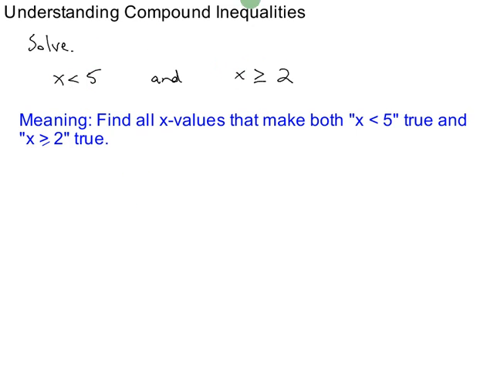So to solve this compound inequality actually means to find all x values that make this inequality true and also make this inequality true. So we're looking for values of x that are less than 5 and also bigger than or equal to 2. If you were to look at this on a number line, let's mark 2 and 5 since those are our two numbers of interest. 2 is here, 5 is here, let's say. Numbers less than 5 are numbers to the left of 5, right? Numbers bigger than or equal to 2 are the numbers here, including the 2, and let's say excluding the 5.